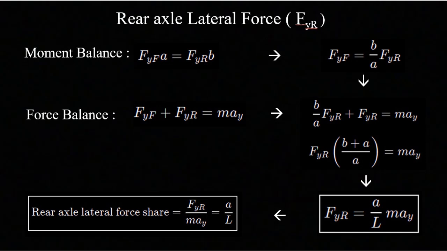Finally, the rear axle lateral force share is defined as the distance from the front axle to the center of gravity, divided by the total distance between the axles. This shows that vehicle geometry alone decides how lateral force is split between front and rear tires during cornering.